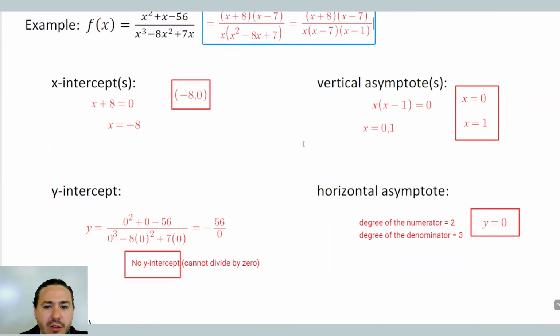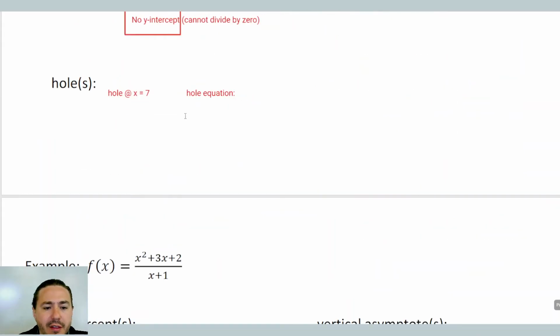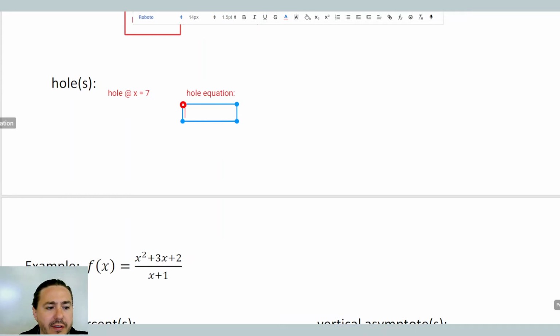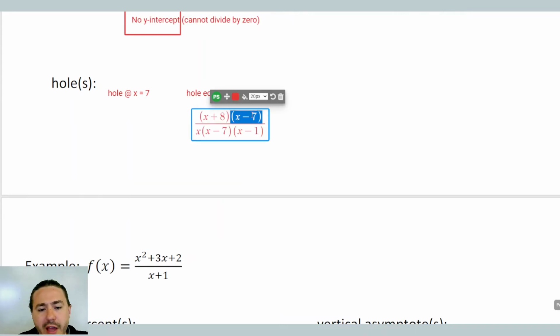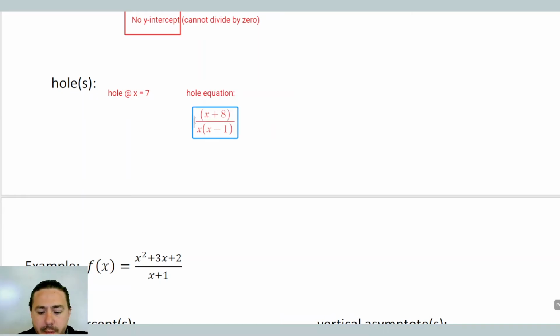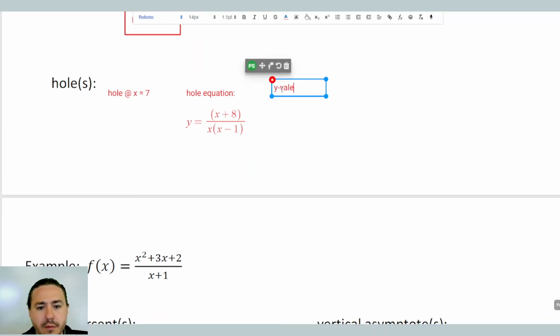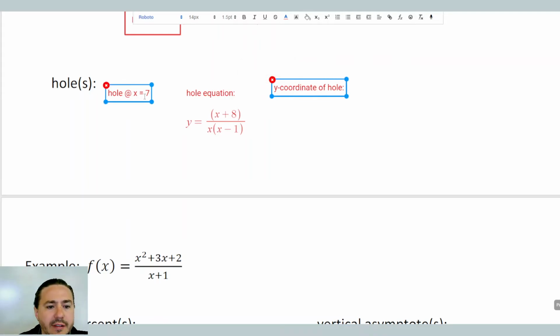Now, this equation that I'm typing is not going to be equivalent to the original, because this one will have the hole filled in. It'll be almost exactly the same as the original function, but it won't have that hole, which means we can go ahead and plug in 7. So to get the y coordinate, we're going to plug in 7 into this equation here.